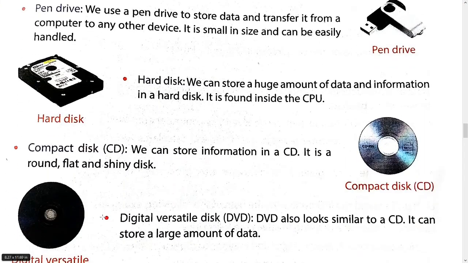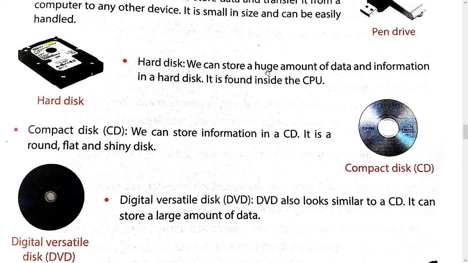Then hard disk. It is fixed inside the CPU. You can't see it unless somebody opens the CPU. So the hard disk is fixed inside the CPU. We can store a huge amount of data and information in a hard disk. It is found inside the CPU.